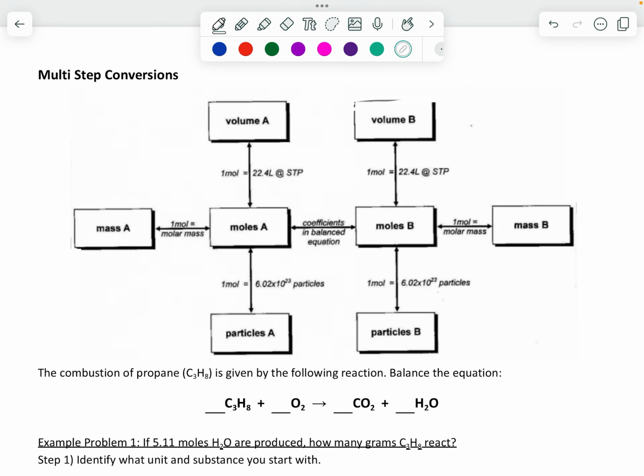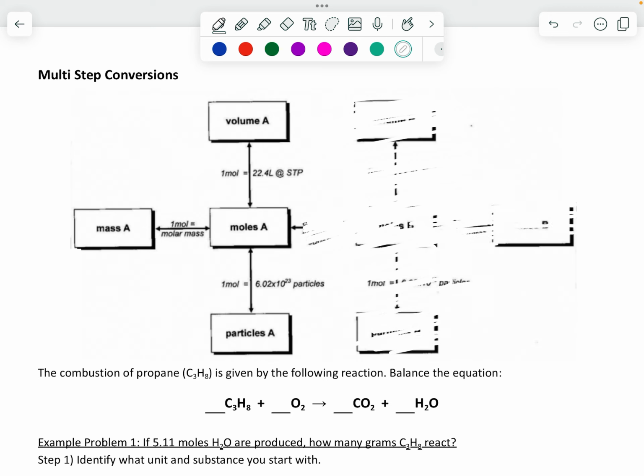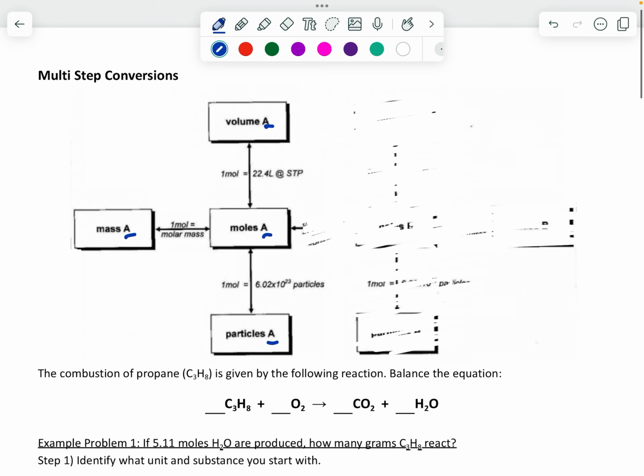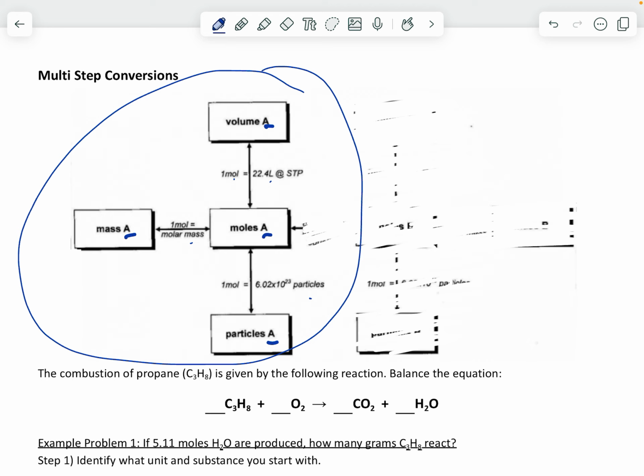Let's just say that we were back in last semester, and we had our mole bridge, or our mole map, which consisted strictly of one substance. So you see, this is just substance A. We never had to worry too much about the change from one thing to another. We only did the difference in units, moles to liters or mass to particles. So we had this little section right here that we worked on.